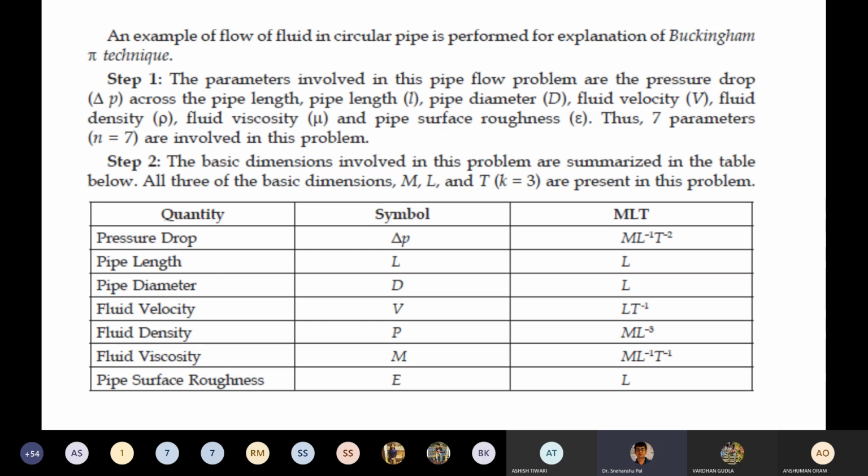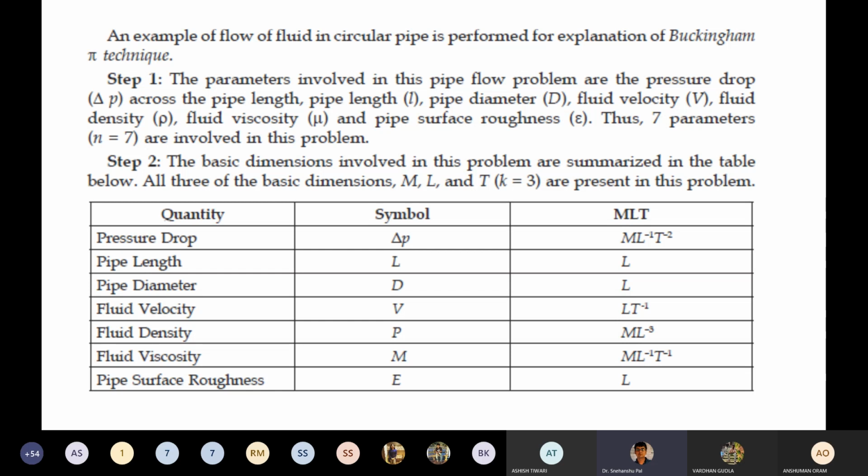Here you are going to have certain basic dimensions involved in the problem, which will be summarized in a table. I just summarized it here so that we can understand. All three basic dimensions, M, L and T, are represented. So K equals 3, because that is the number of non-repetitive basic dimensions involved in all the variables you found in step 1.